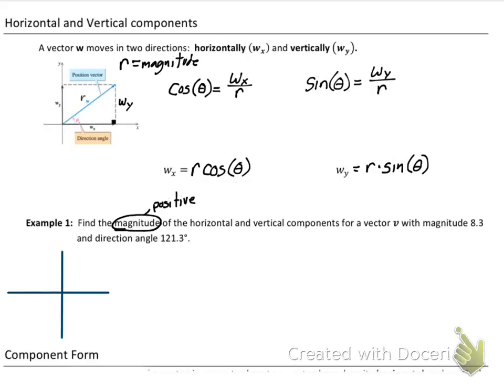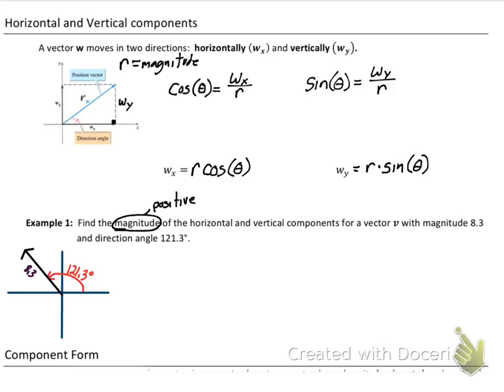I'm going to figure out where 121.3 degrees is. Well, 121.3 degrees, that's bigger than 90, less than 180, so we'll put it right there. So my vector is here. And we know the length of that vector. That length of that vector is going to be 8.3 because that's its magnitude. We're looking for what distance does it travel this way, and what distance does it travel this way.